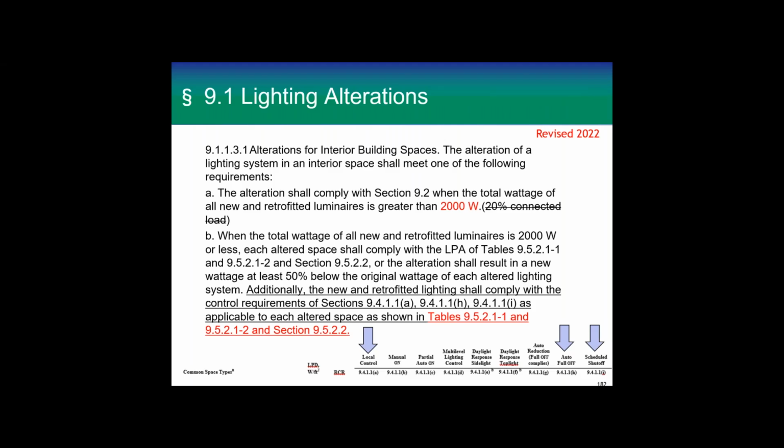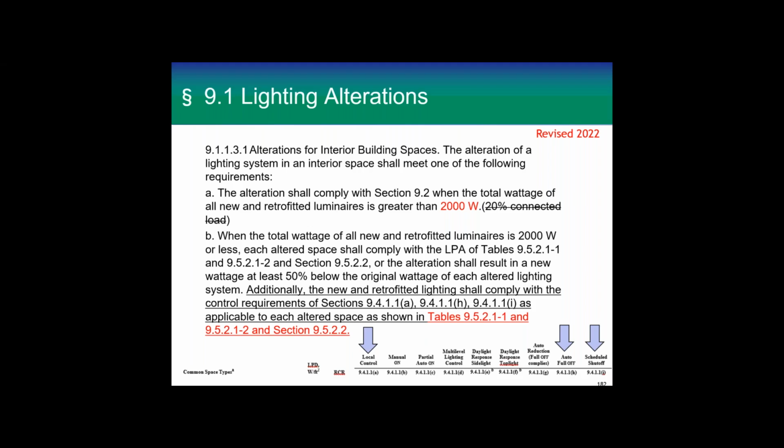Alterations for interior. This always comes up because people want to improve their lighting, and they say we've got too much rules and regulation that's slowing them down from improving their lighting. So alterations for interior building spaces: the alteration of a lighting system in an interior space shall meet one of the following. The alterations shall comply with section 9.2, which we'll show you in a second, when the total wattage of all new and retrofitted luminaires is greater than 2,000 watts.